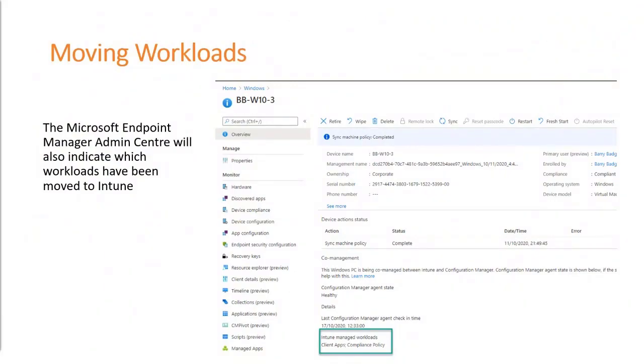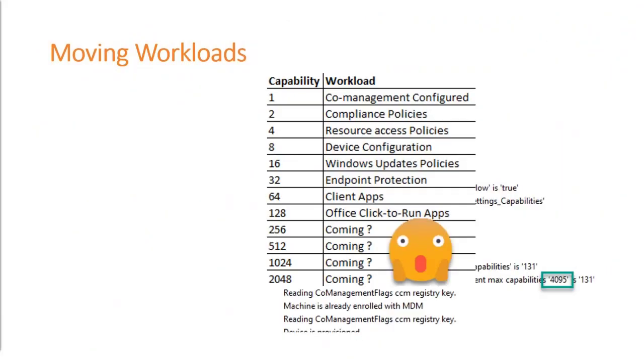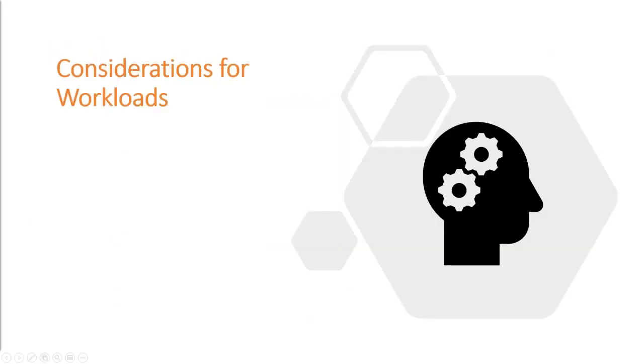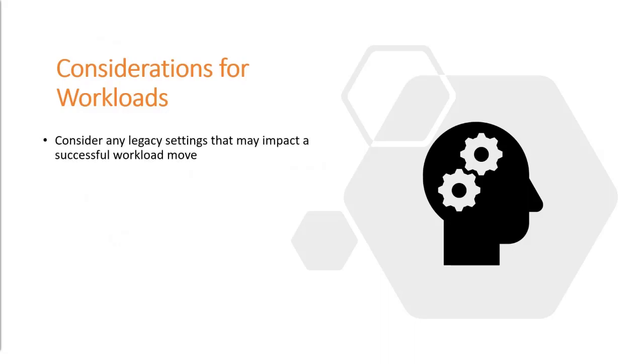So this screen just shows what I just showed you there. As I mentioned today, we had 7 workloads available to us in co-management. I think there are more coming because the capabilities maximum value used to be 255, and the new maximum capability value is 4,095. So I've got a feeling the team are working on something, but you know, this is just hearsay. I can't think of another reason why that value would increase, but I think there's something coming. So watch the space. Anyway, I've well overrun.